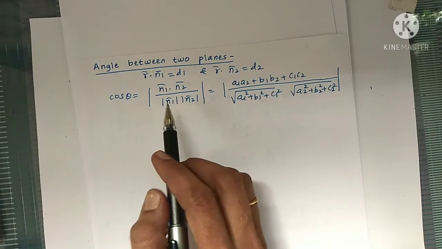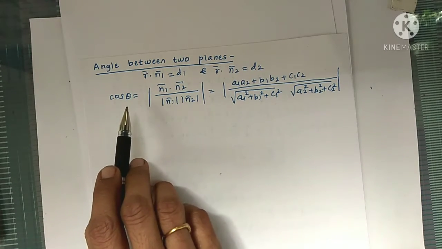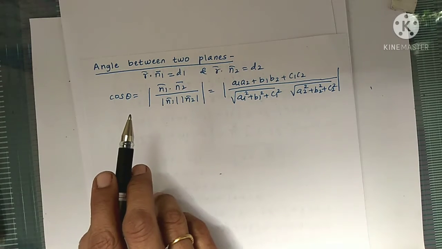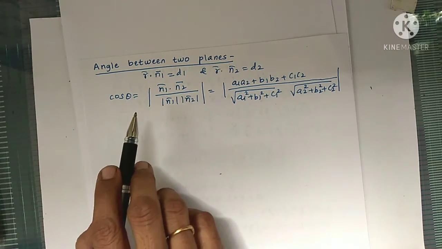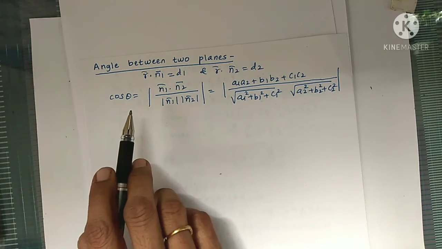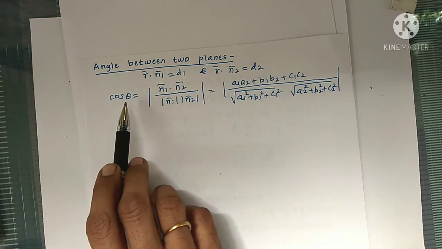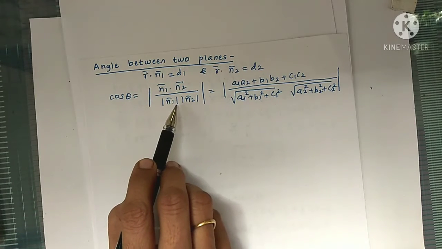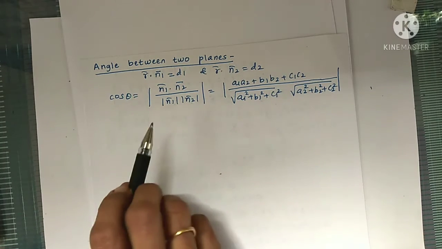So to find the angle, this is the formula. As we are using the dot product, a bar dot b bar is ab cos theta. So cos theta is a bar dot b bar upon ab. So just the same formula we are applying here. So cos theta is the modulus of n1 bar dot n2 bar divided by the modulus of n1 bar times the modulus of n2 bar.